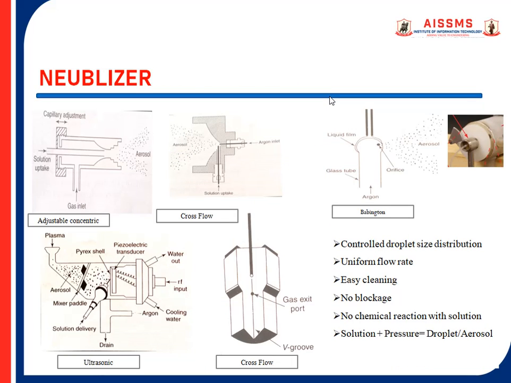Nebulizer is a component which will convert a sample into small droplets. These are the different types of nebulizer: adjustable concentric, cross flow, Babington type and ultrasonic. The nebulizer forms a mist or aerosol of the sample. This is done by forcing the sample at high velocities through a narrow tube. The sample is mixed with a fuel and oxidant. Commonly used fuel oxidant mixtures are acetylene-air and acetylene-nitrous oxide.